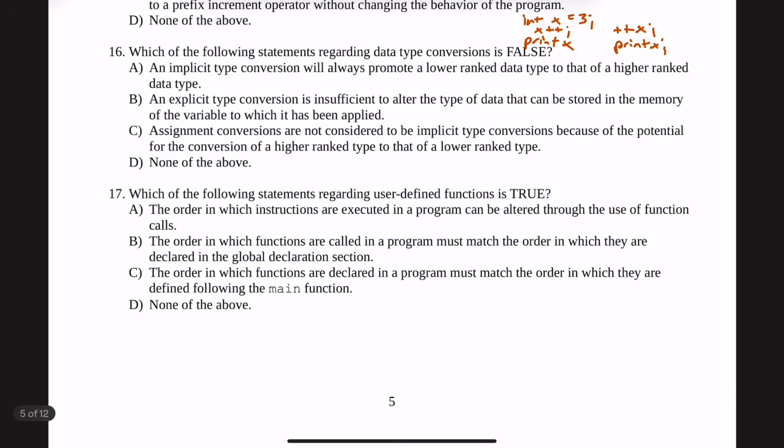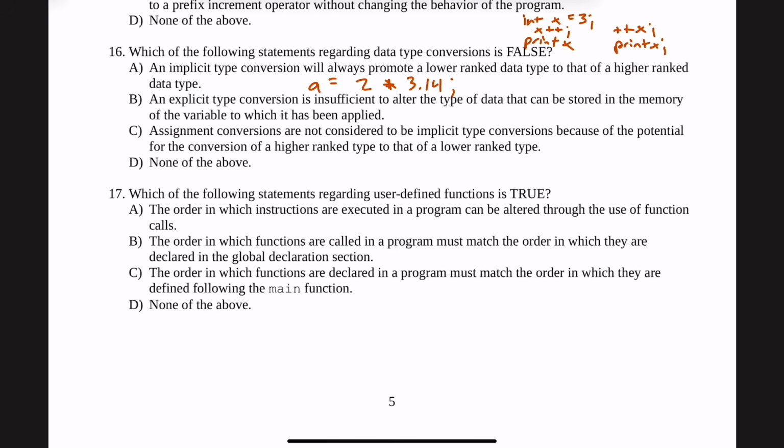Question 16. Which of the following statements regarding data type conversions is false? A. An implicit type conversion will always promote a lower ranked data type to that of a higher ranked data type. So remember, our implicit is something like, let's say A is equal to 2 times 3.14.